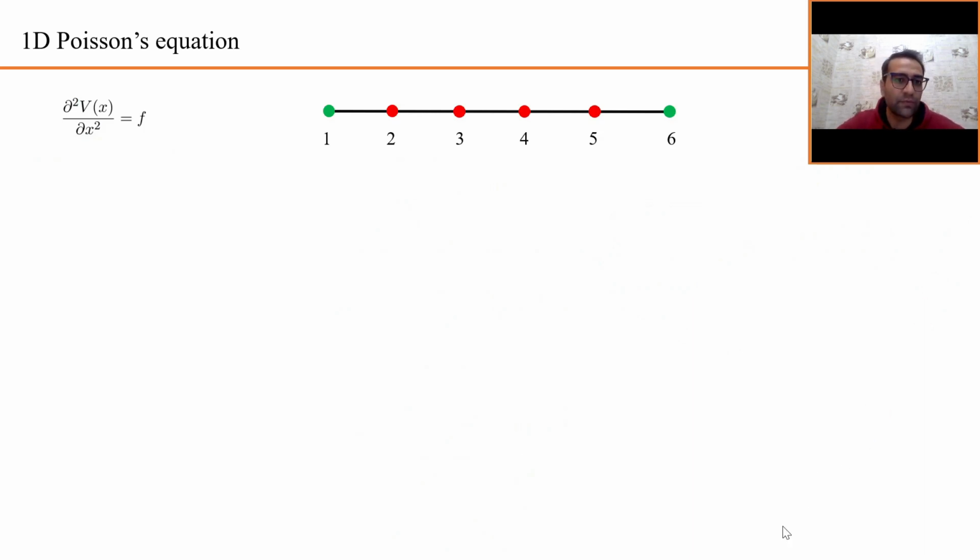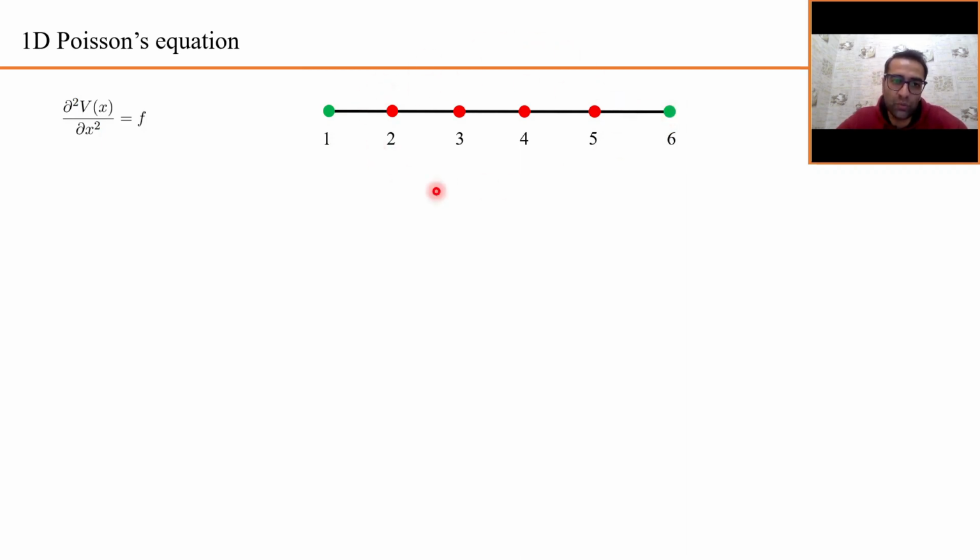Now, what do we want? We want to solve this equation numerically. We know that in the finite difference technique, we divide the domain of the problem into some discrete points. Let's assume that we have 6 points: 1, 2, 3, 4, 5, 6. And we know the value of v at the boundaries. The boundaries are v1 and v6. That's why I colored them green, because we know them.